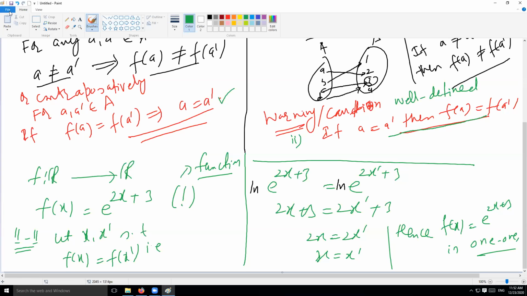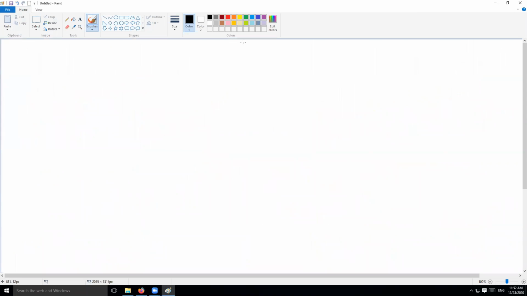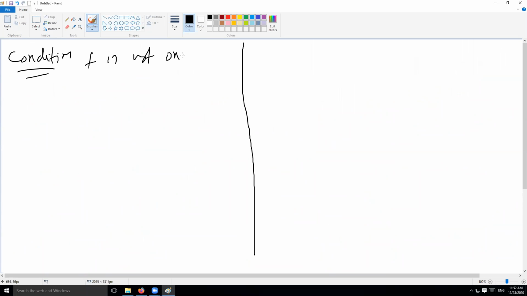Here's another example, and let's see whether this function is 1, 1 or not. By the way, I know the definition of 1, 1. Can you give me the definition or condition for when a function f is not 1, 1? What would be the definition and condition that f is not 1, 1? Anyone?